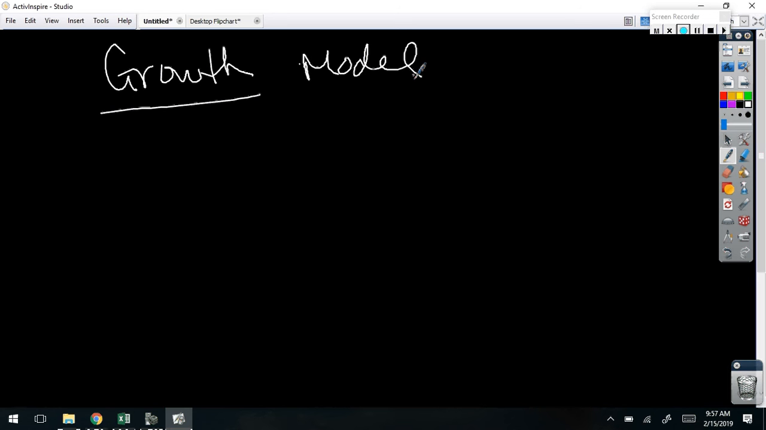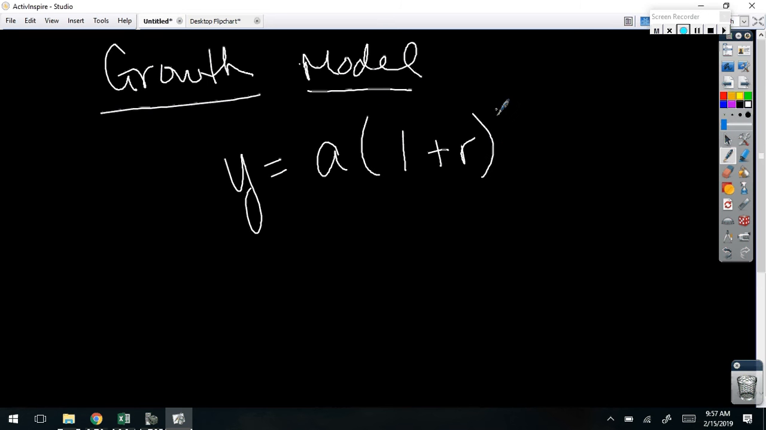Okay. So we use this little model to estimate how much stuff will be worth after so many years. I'm going to give you the equation, and then I'm going to tell you what all of these variables in here mean. This is a number 1, not an L. All right. So what we have, this A is our initial amount.